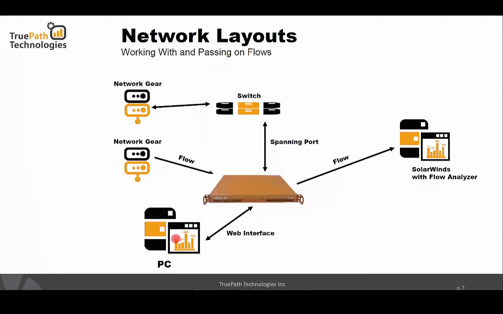And we can interface with that and look at the different interfaces through the PC web interface connected to the management port, but we can also export these flows. So we can aggregate all this stuff into this one appliance, and then push all of that out into, let's say, a SolarWinds Flow Analyzer. There are some devices that don't have the ability to do flow. So we'll put this out on a spanning port, and we'll get this flow data, and then we'll push that flow data out to something like SolarWinds.